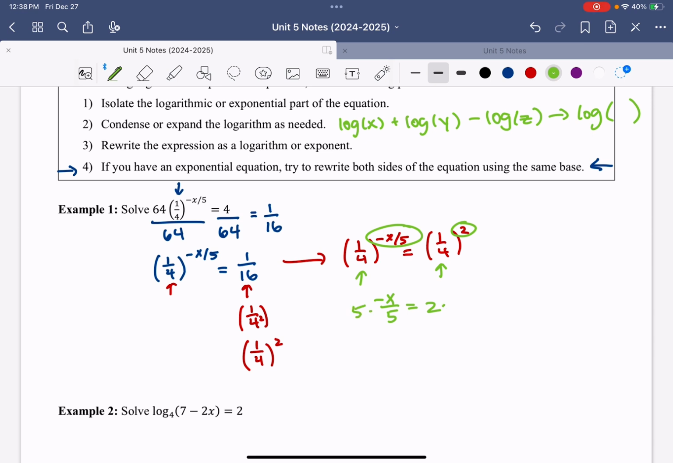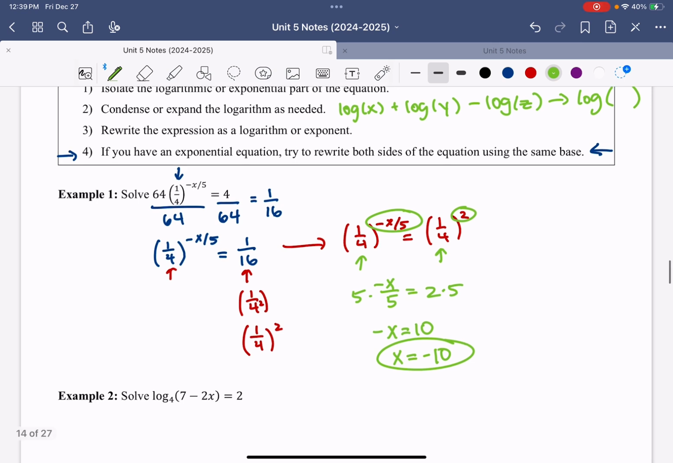I'm going to multiply both sides by 5, and we'll get negative x is equal to 10, which means that x is equal to negative 10. That's one way that we can solve this. There are a couple of other ways to solve it. If you want to know those ways, definitely ask and we can go over it in class.